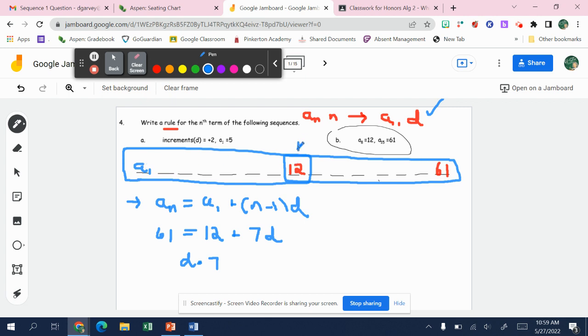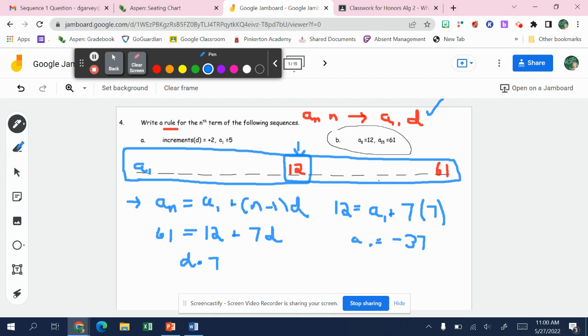So I could use this one here as my an. So I could say 12 equals a1, which is what I'm trying to find, plus, well, my n now will be 1, 2, 3, 4, 5, 6, 7, 8. So 8 minus 1 would give me 7. And we already found out my d is going to be 7. Well, 7 times 7 is 49, and 12 minus 49 is going to give me negative 37. So now I know my a1 is negative 37.